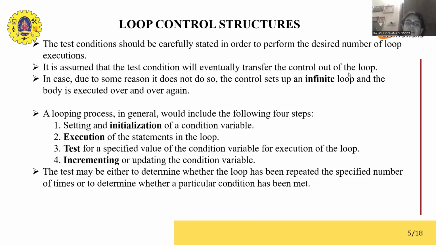So the looping process in general includes the following steps. First is initializing the condition variable. Second one is executing the statements given inside the loop. Third one is testing or checking the condition variable so that the loop can be executed. Fourth one is incrementing the condition variable. The test may either be done to determine whether the loop has been repeated the specified number of times or to determine whether a particular condition has been met or not.